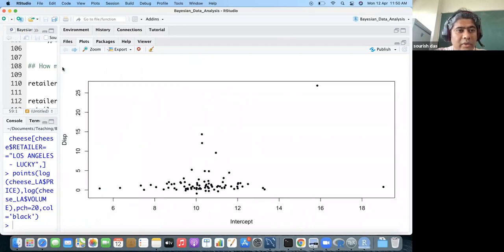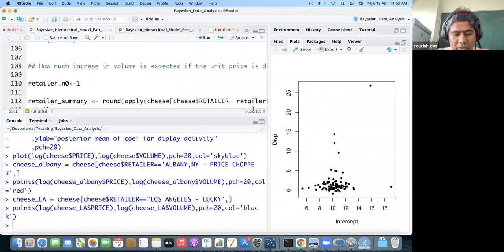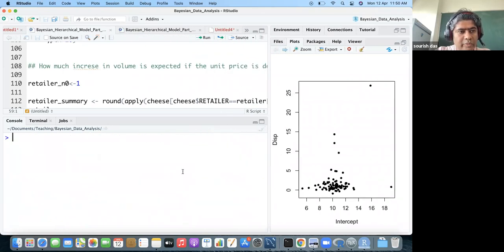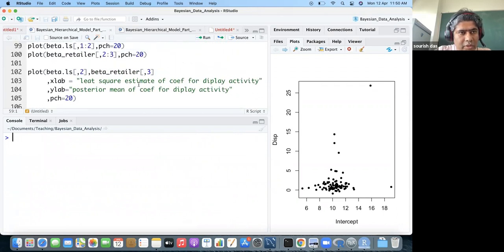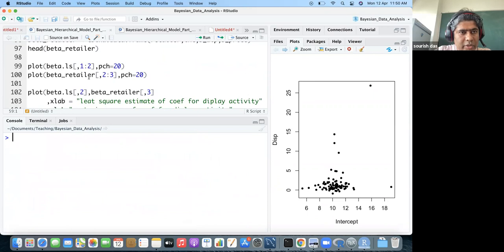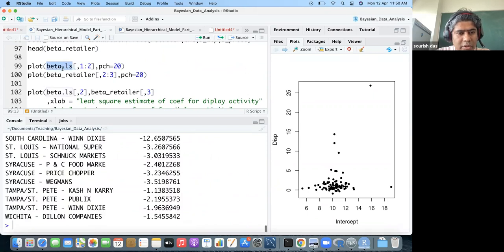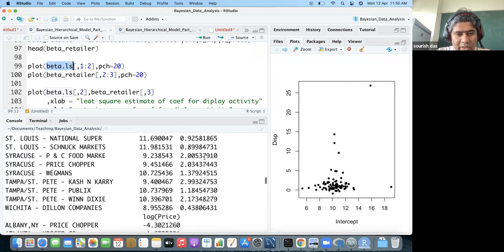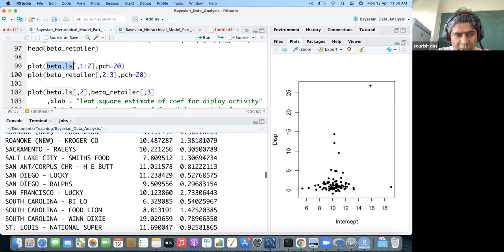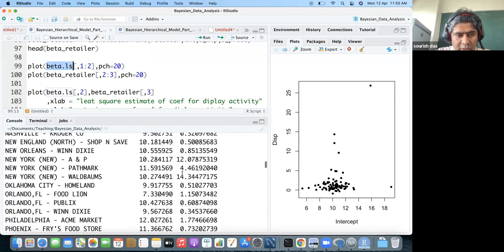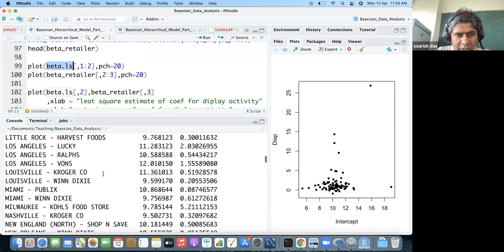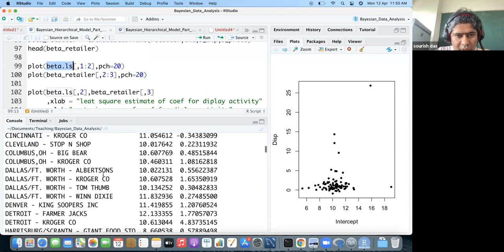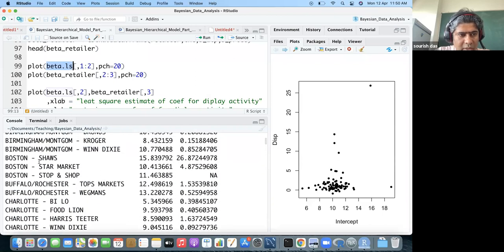So I have to just check it out. So you have to figure out who is that guy who has a very high display activity effect. Yeah, this is New York world worms. Okay, and I think there is one with 25 or something. Yeah, so Boston Shaw's. Okay, all right.